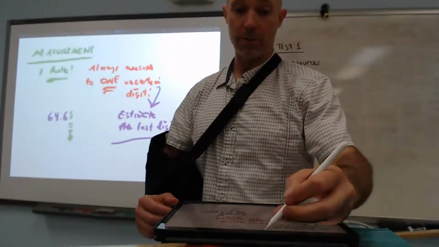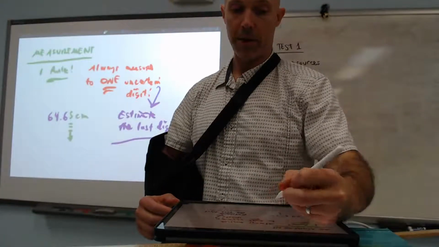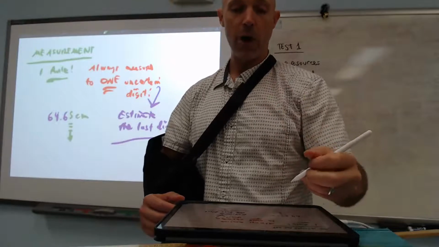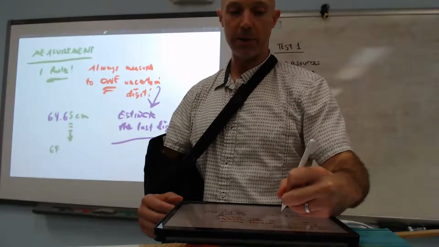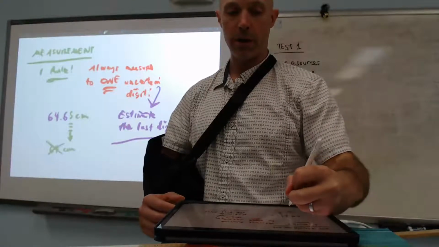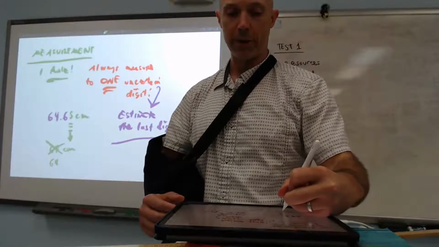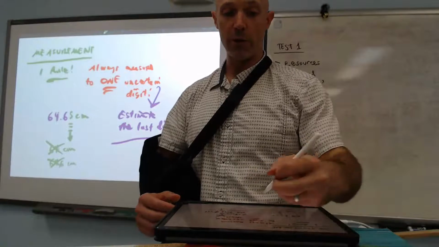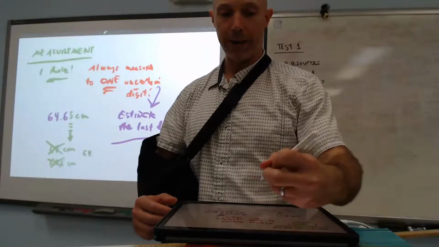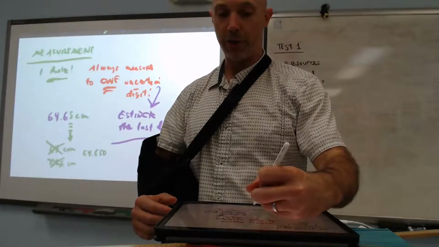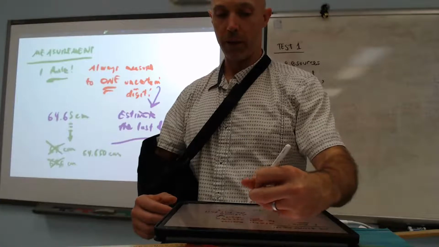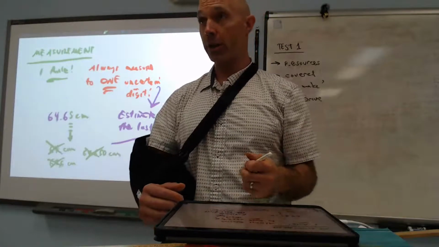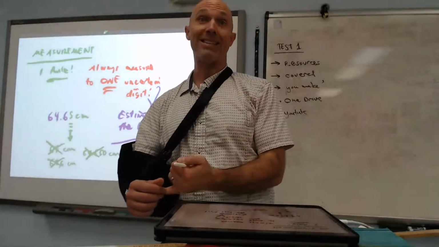So if you wrote on here, oh, by the way, big mistake here. Make sure we had centimeters. But if you wrote 64 centimeters, and 64.6, but the same is true if you wrote 64.650 or something, that would also be wrong. So you're going to need to know based on that instrument.